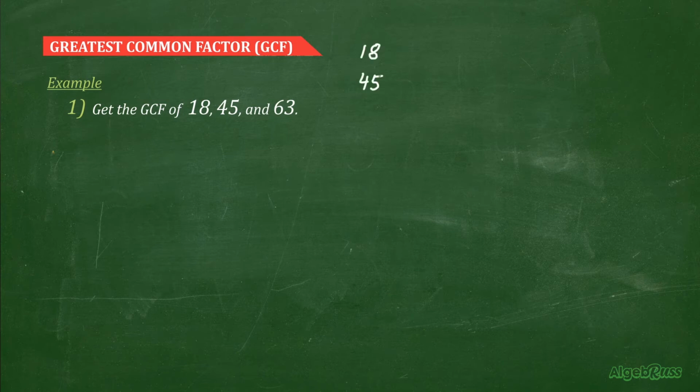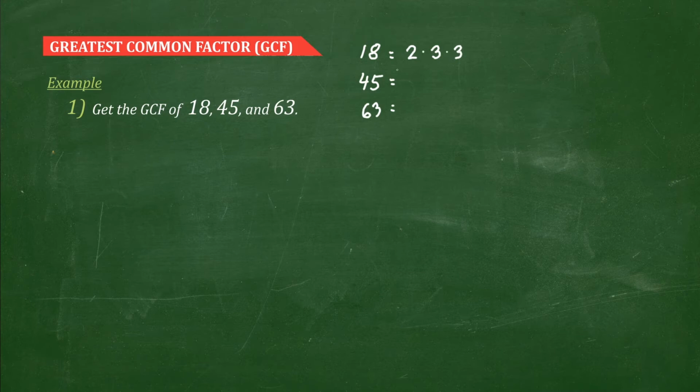Let's write the numbers on the right side like so. And then, list all their prime factors. Let's start with 18. 18 is divisible by 2, so let's write 2 here. 18 divided by 2 is 9. 9 is not divisible by 2. However, 9 is divisible by 3, so we write 3 here. 9 divided by 3 is 3, which is already prime, therefore, write 3. So, for 18, we have the factors 2, 3, and 3.